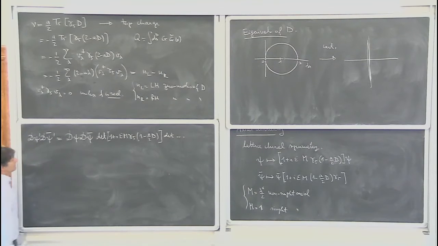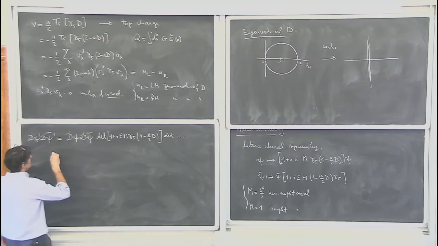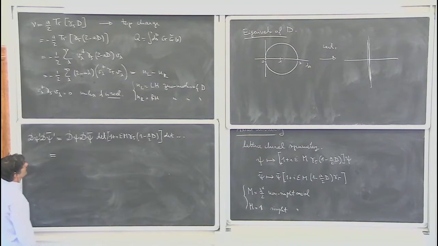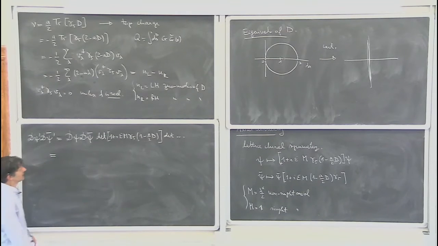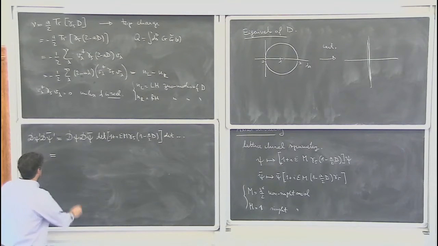Now for an infinitesimal transformation, remember that the log of the determinant is the trace of the log, okay? So you can replace the determinant with the exponential of the trace of the log, and then you can expand everything linearly to first order in epsilon, okay?